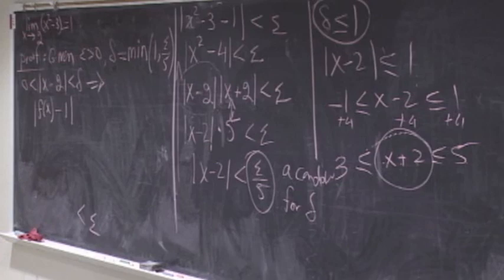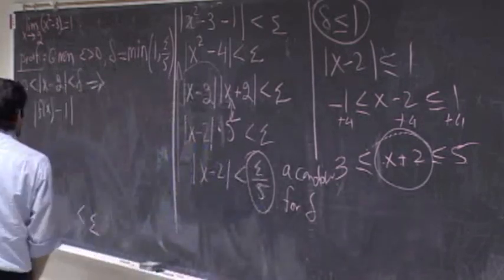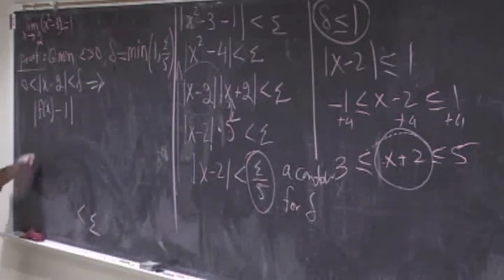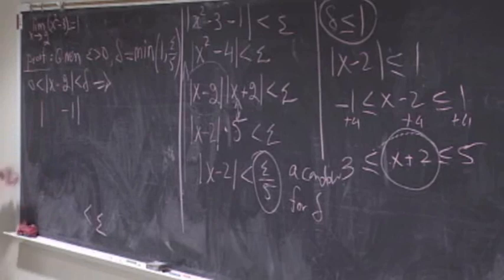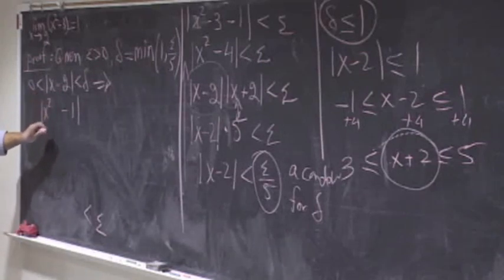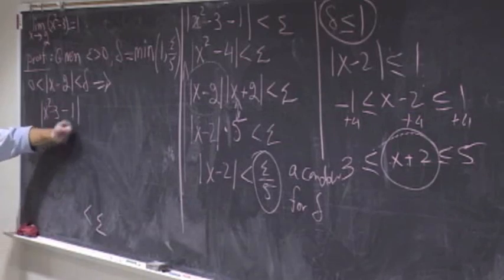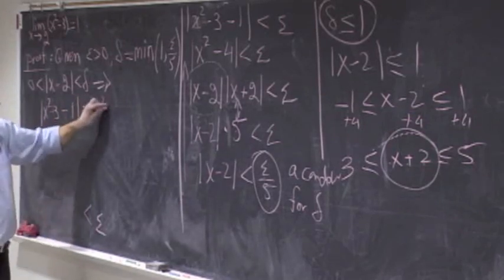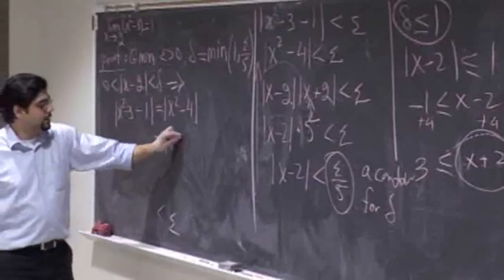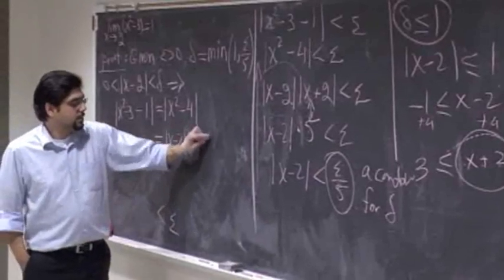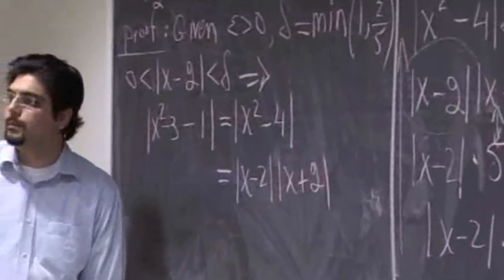Well, let's see if this is going to work. Now, we did all this work, but let's see what's going to happen here. f of x minus L, well, let's write what f of x is here too. It's x squared minus 3. f of x minus L, let's simplify that. That equals this. So far, so good?